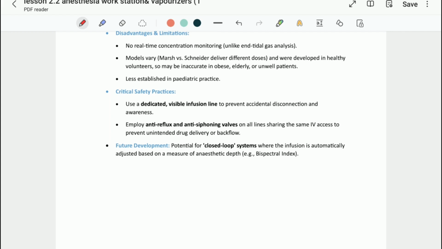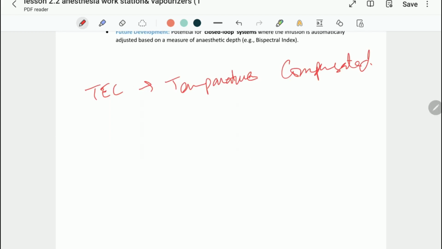So, why are the Tec vaporizers called so? The name Tec is basically an acronym for temperature compensated. This is a designation that refers to the machine's ability to maintain a constant output of volatile anesthetics despite the changes in the temperature of the liquid agent.